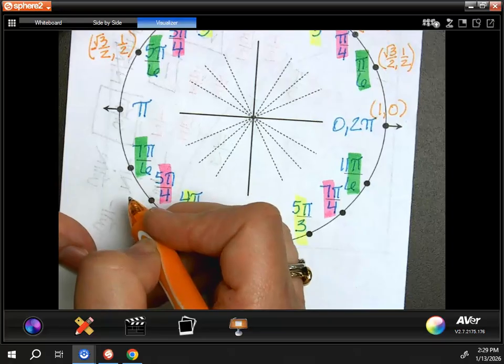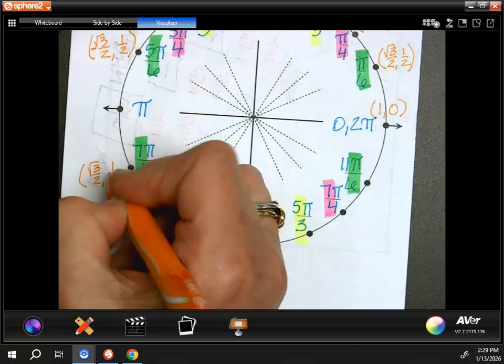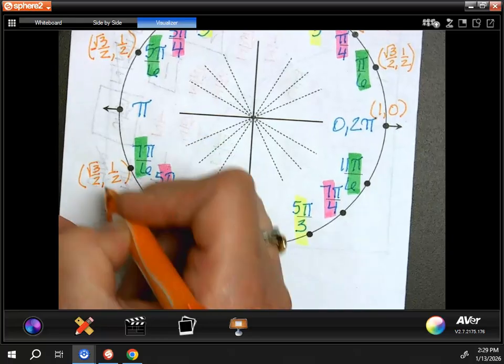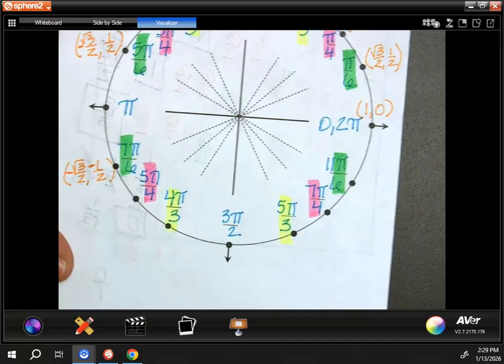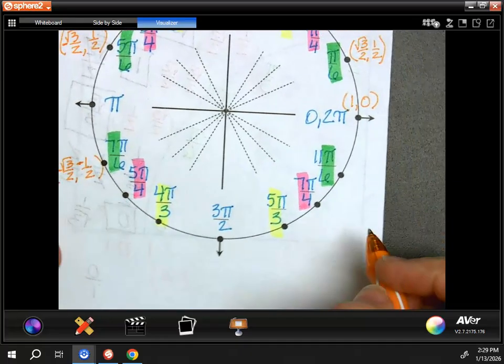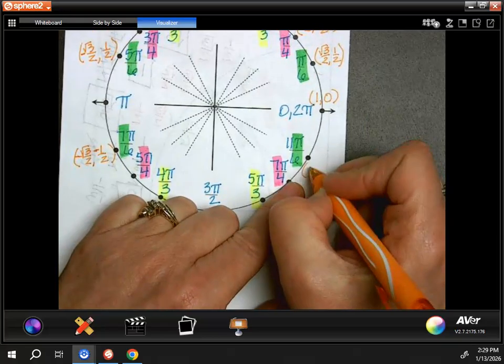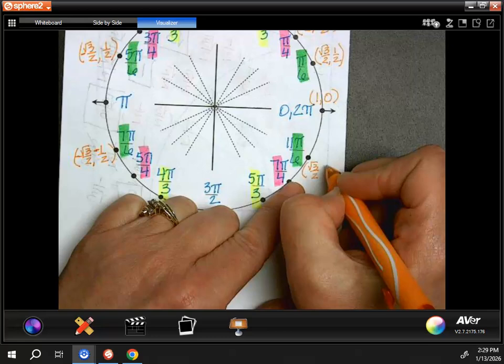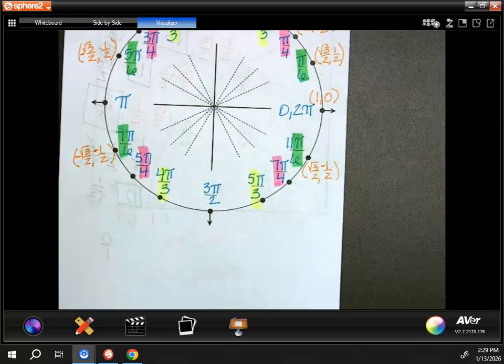7 pi-6. So again, I know it's square root of 3 over 2 and 1/2. Which one is negative? Both x and y. Whew, it's rough today. This is square root of 3 over 2 again and 1/2. Which one's negative? 1/2. Okay.